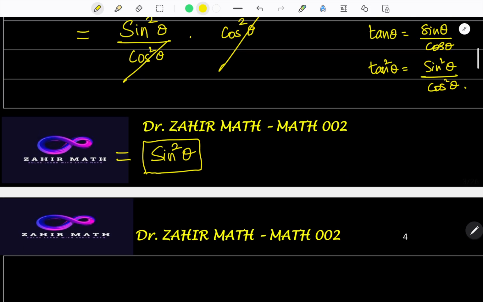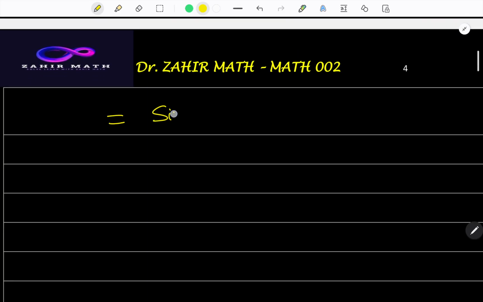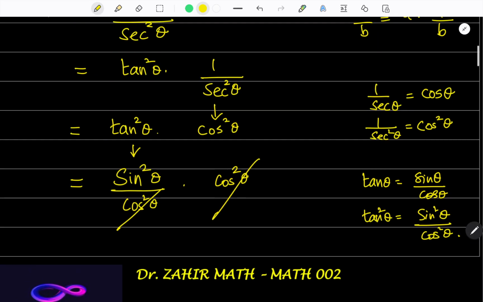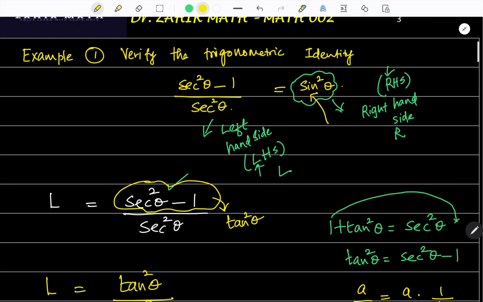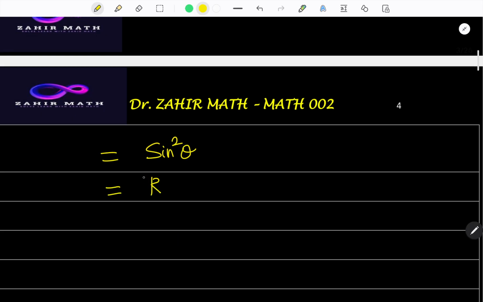Right? I think I'll write it on the next page. Right. So this is equal to sine square theta. So what is the answer you need to bring? The answer you need to bring is sine square theta. So this is equal to your right hand side. Clear to all of you?